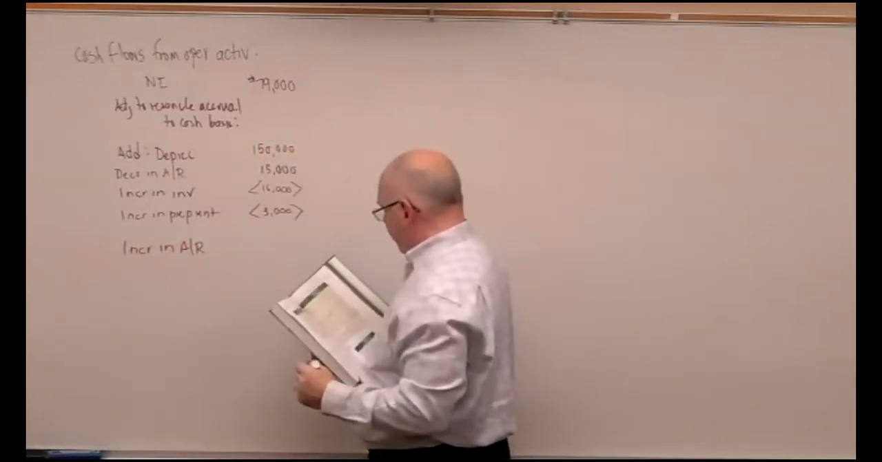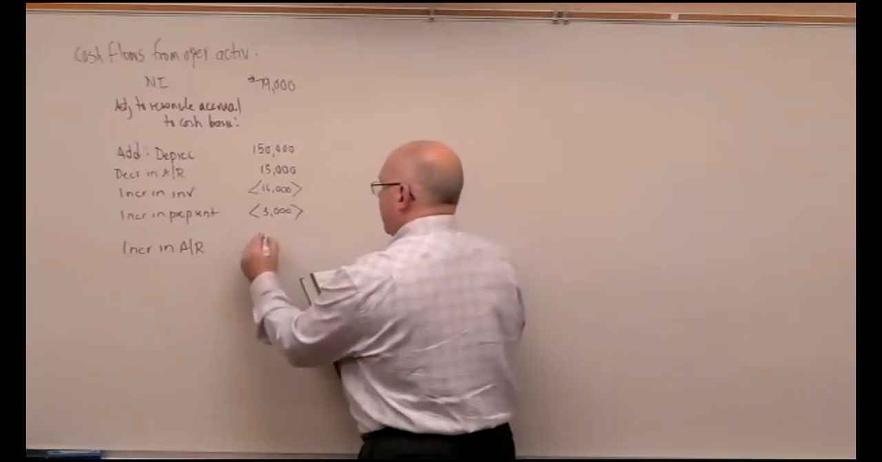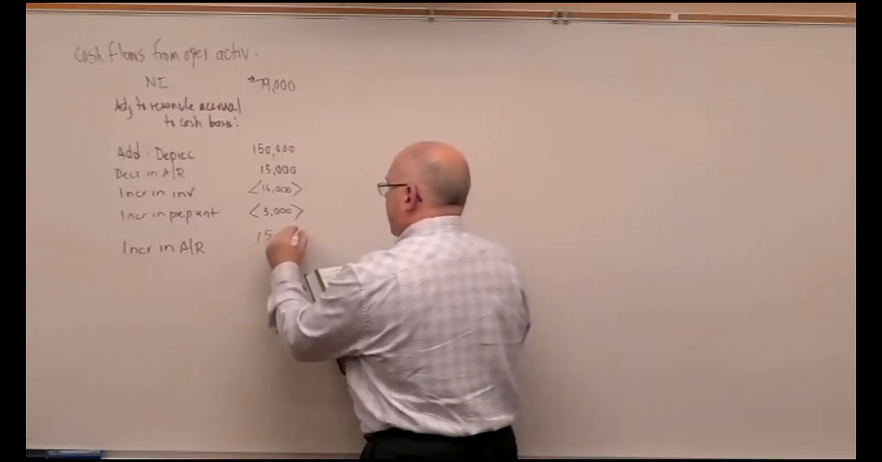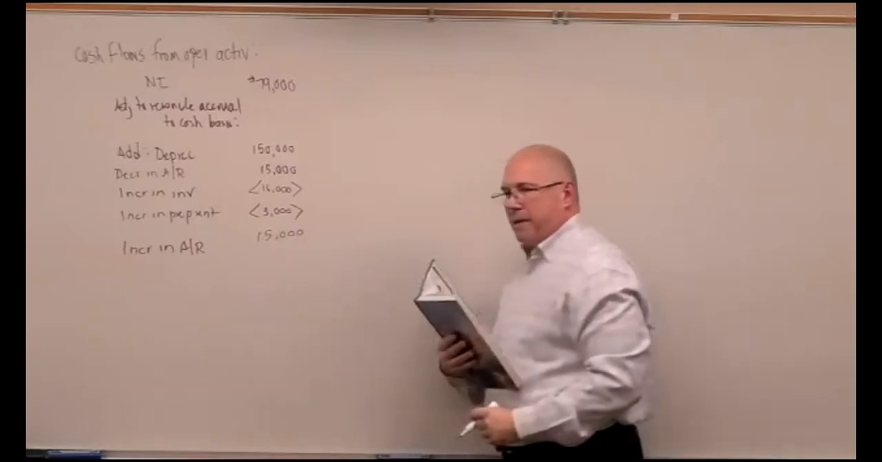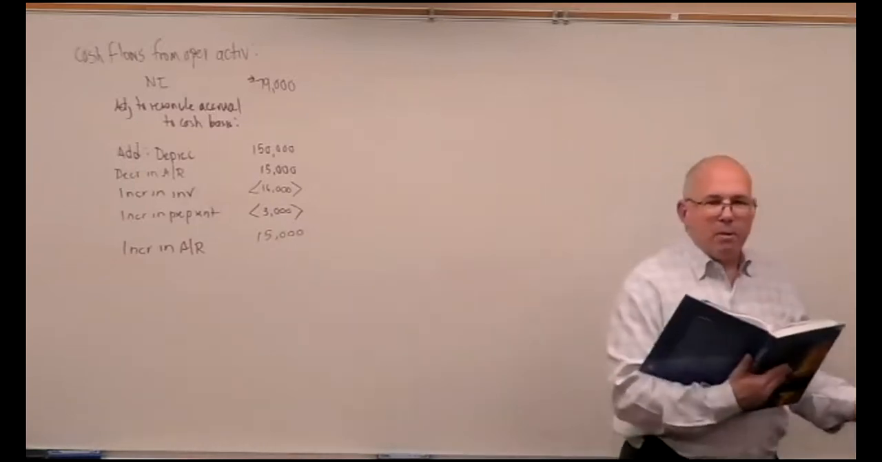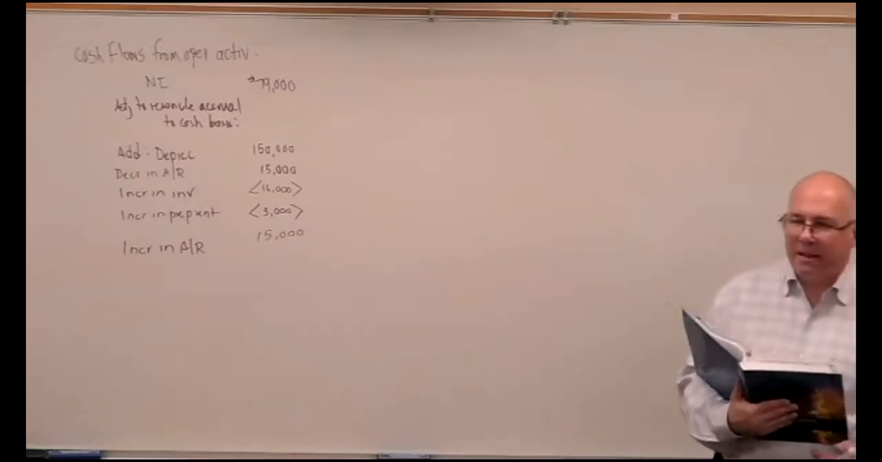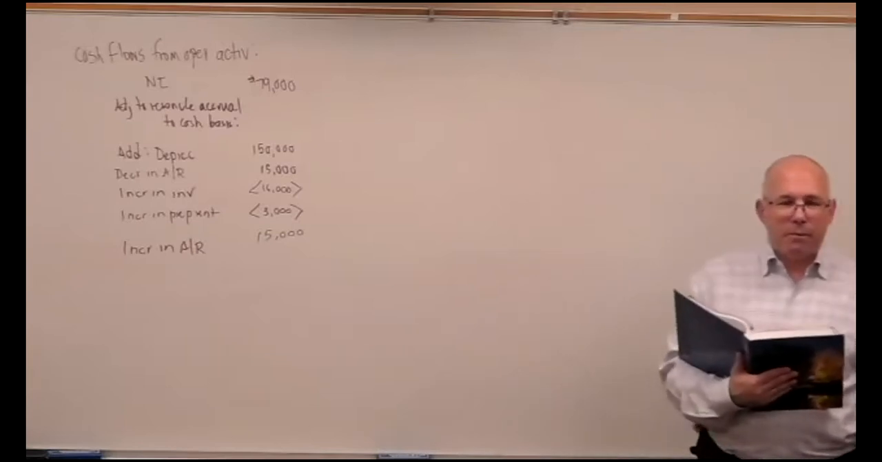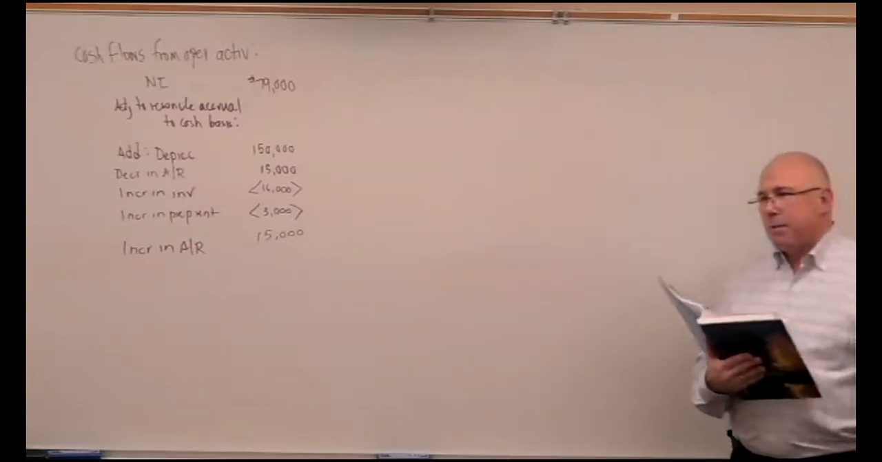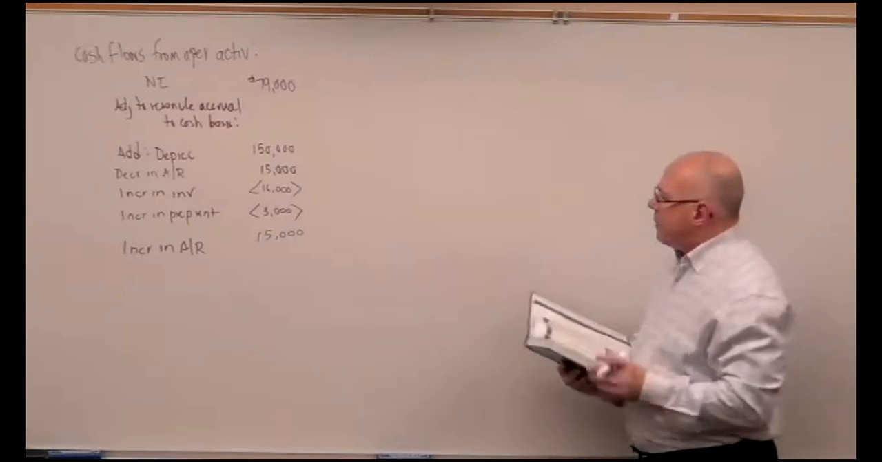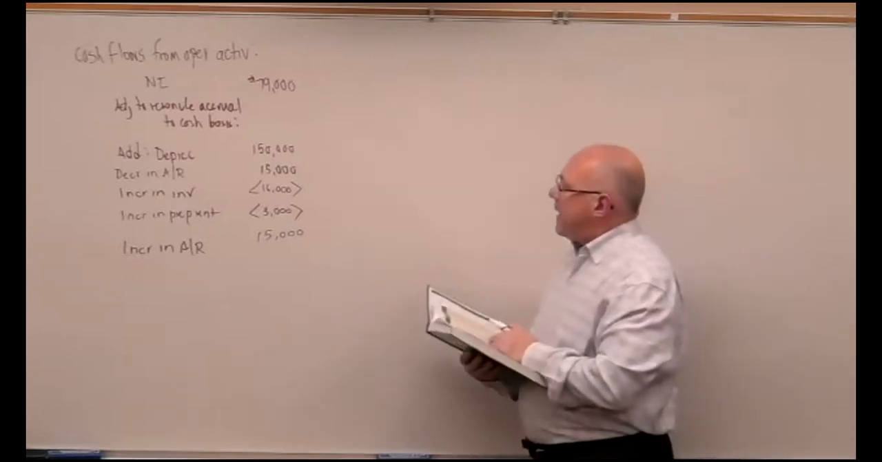How much did it go up? 15,000. So that's going to be a positive adjustment. This means if accounts payable went up, we didn't pay for 15,000 of those expenses that we reduced net income by. So we're going to add it back since we want to get net income to be in a cash basis number.